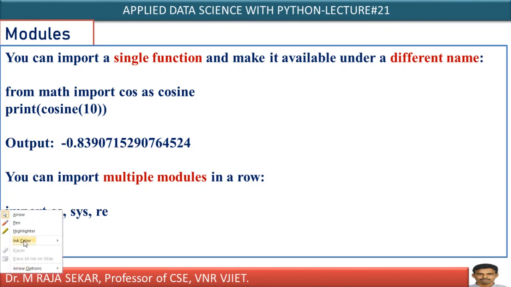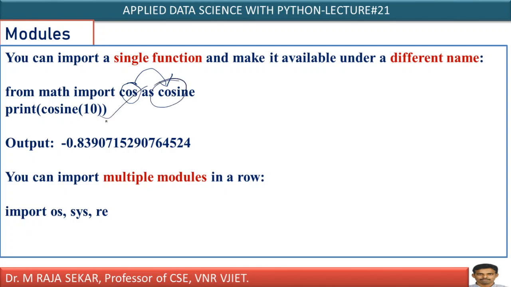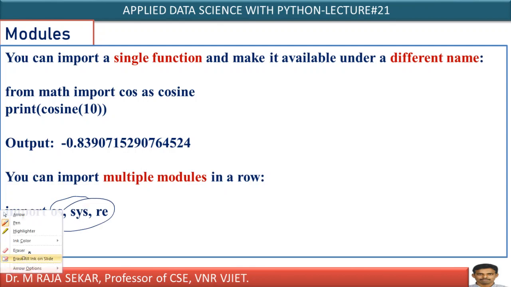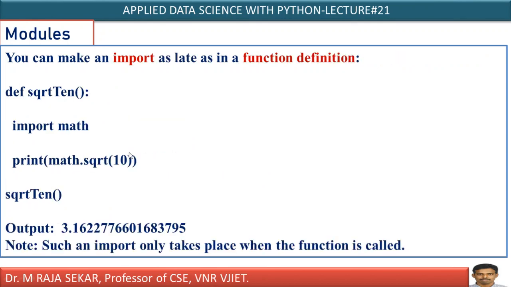Even I can rename a function. For example, how will it be? From math, the built-in module, import cos, the function. This function I am renaming, cos as cosine. Therefore, print cosine of 10 means it will display the cos value. From here onwards, as I renamed cos as cosine, instead of cos, I can write cosine. Even you can import multiple modules at a time. Import os, sys, re means at a time we are importing 3 modules.